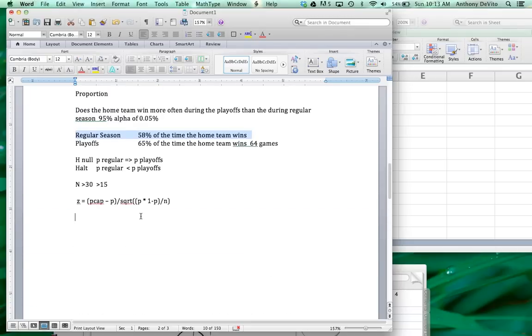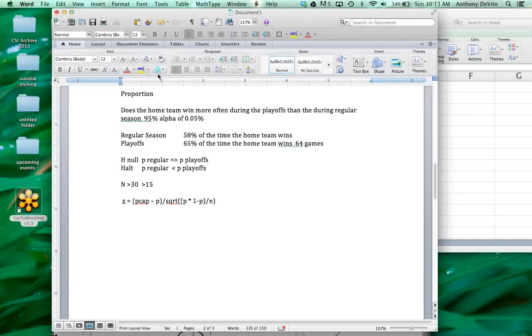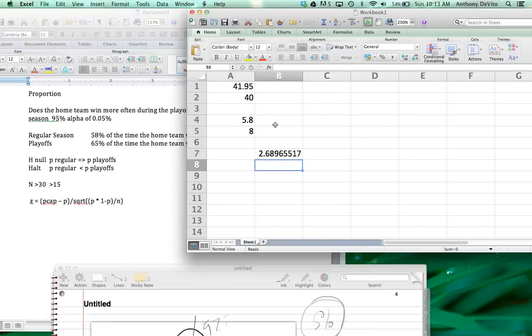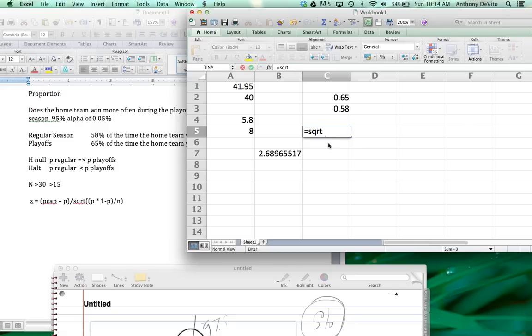Okay, so now let's actually work this out, see what we get. Okay, where's Excel? So P during regular playoffs, P-hat now is 0.65. This is 0.58. Okay, and our standard error, what's it going to be equal to? It's going to be equal to the square root of, I'm kind of abbreviating this now because by this time you've seen me do this many times, so I'm not laying it out, and we don't have that much time anyway.